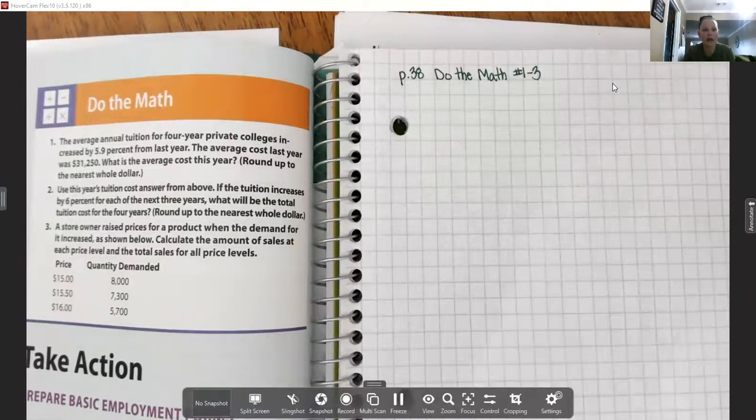So number one, the average annual tuition for four-year private colleges increased by 5.9% from last year. The average cost last year was $31,250. What is the average cost this year? Round up to the nearest whole dollar.